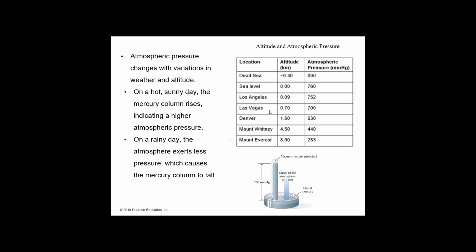Here's another idea. If you know that sea level is 1 atm, it's also equal to 760 millimeters of mercury. So anything that's lower than that is above sea level, and anything higher is below sea level, which has more molecules bombarding you. Mount Everest, you can see, is a very small value compared to what it would be at sea level. So there are not a lot of air molecules as you increase in altitude.